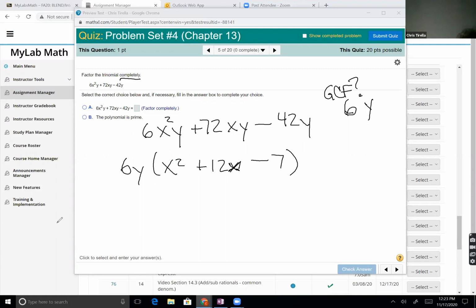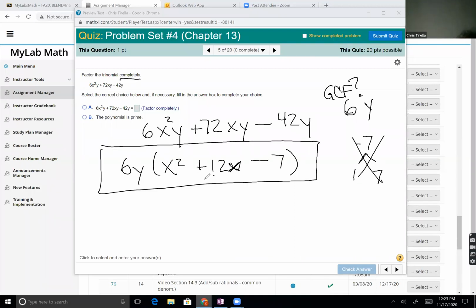Now, are there factors of 7 that will give me 12? And I'm thinking 7 is only 1 times 7, which is never going to lead to the 12. And so this one, while the trinomial part is prime, the whole thing is not prime. It does factor, but the only factoring we get is that common factor.